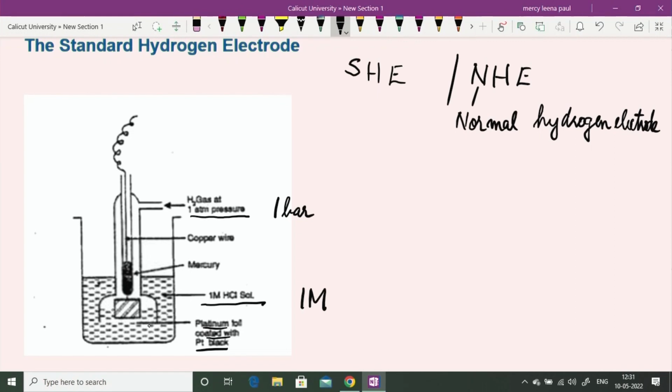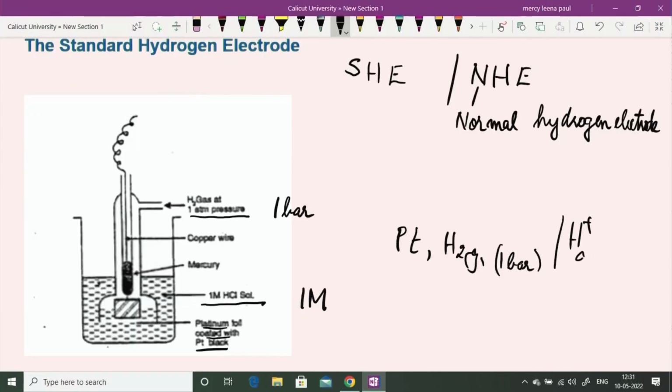Here the gas is bubbled through this, it comes into contact with H plus ions, where you can set up the electrode as you will have a platinum wire and then hydrogen gas. It is very important, the pressure has to be 1 bar or approximately 1 atmosphere in a solution of H plus, where the concentration is 1 molar. So, this is how we can represent a standard hydrogen electrode.